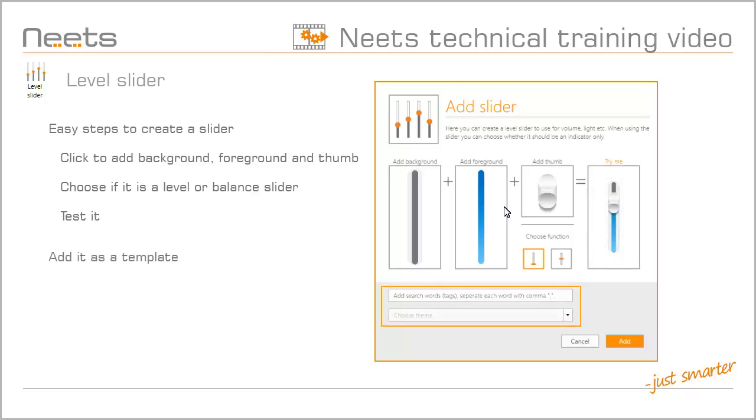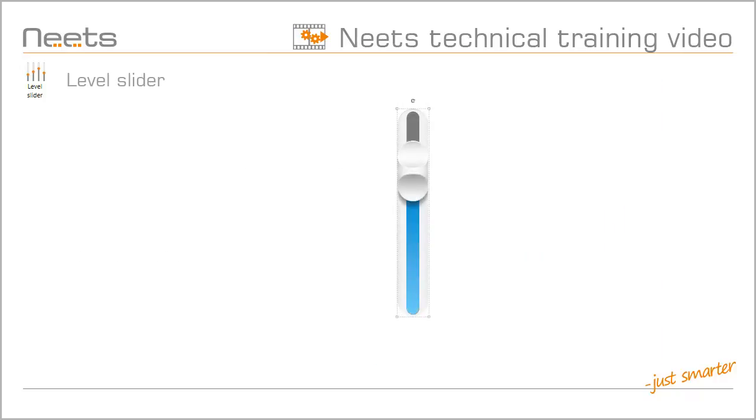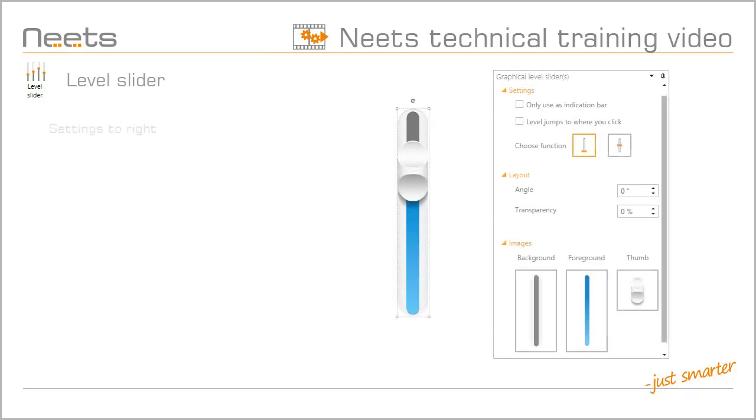If you like, then you can save the slider as a template. Just add tags and a theme to save it. When you select a level slider in Interface Designer, then you get the slider's settings to the left.